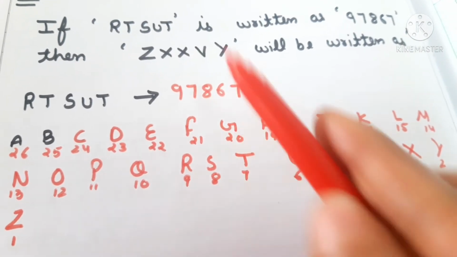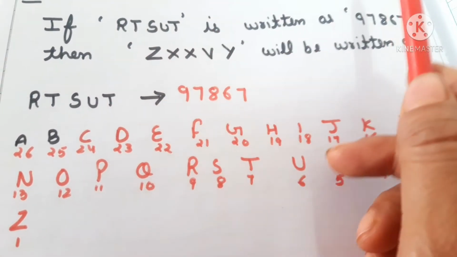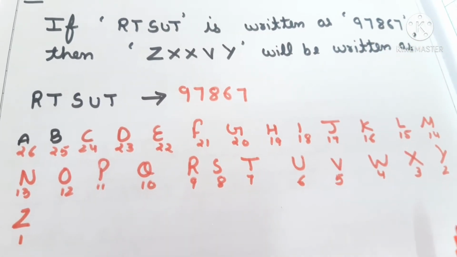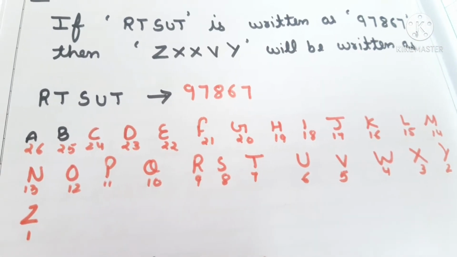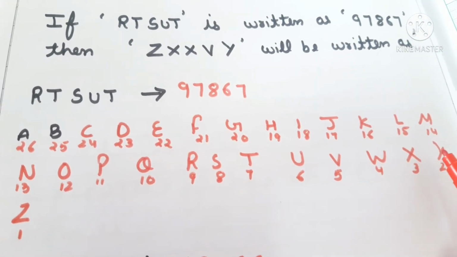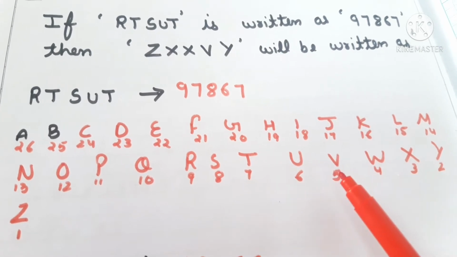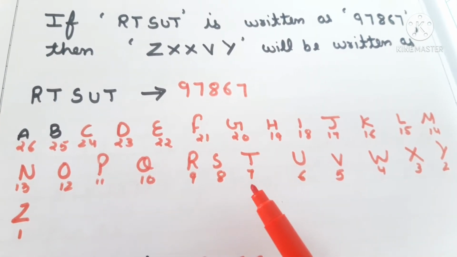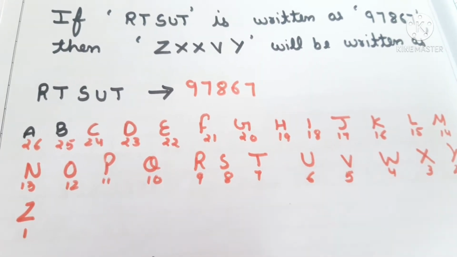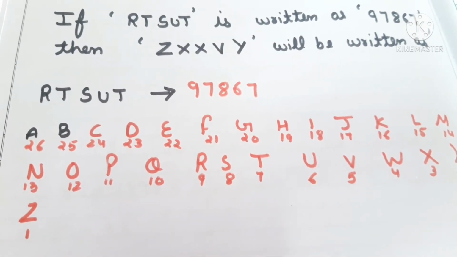So now you can see here, RTSUT is coded as 9, 7, 8, 6 and 7. Now you can take the reverse gear from the alphabet series. Z they took as the first position, Y at the second, X at the third, W at the fourth, V at the fifth, U at the sixth, T at the seventh, S at the eighth and R at the ninth position. So it means they started counting the alphabets in reverse order.